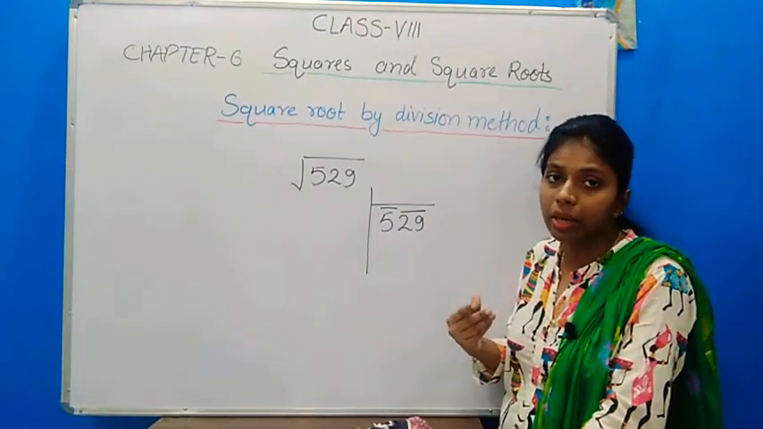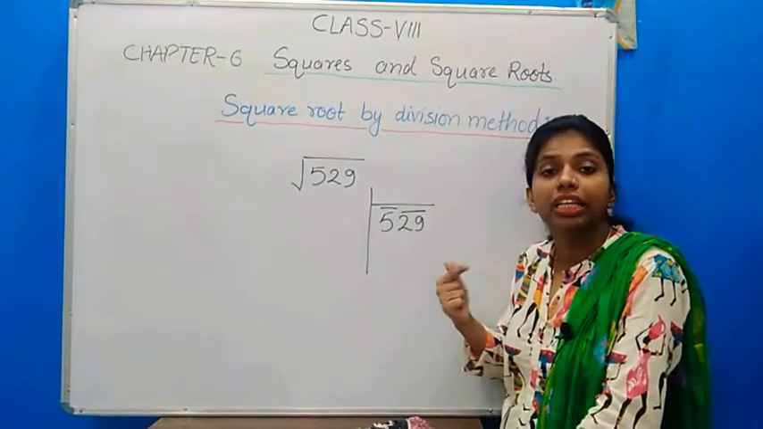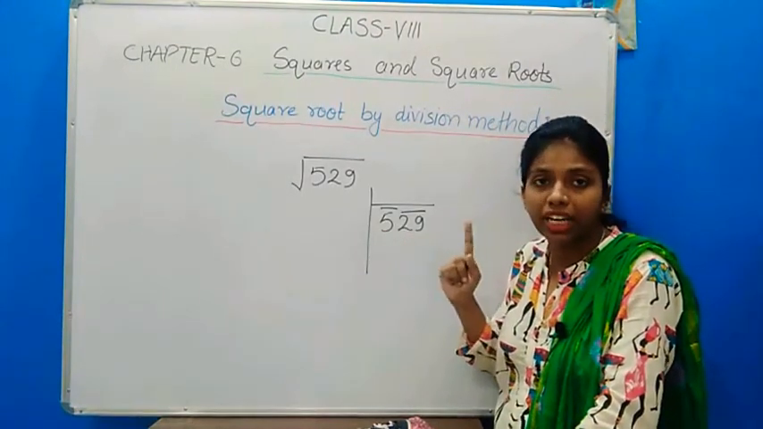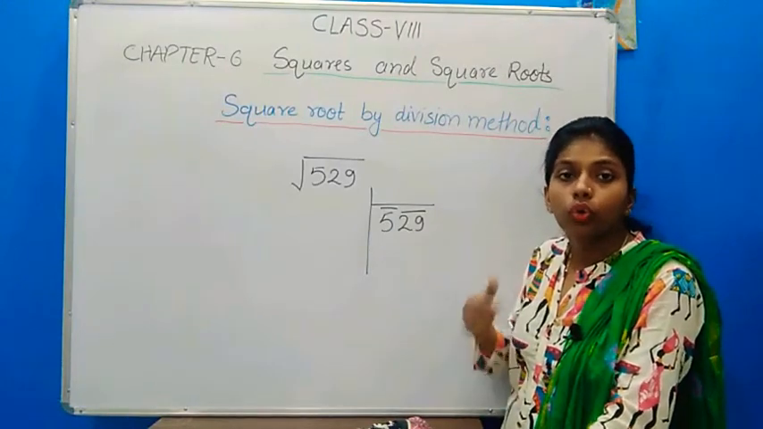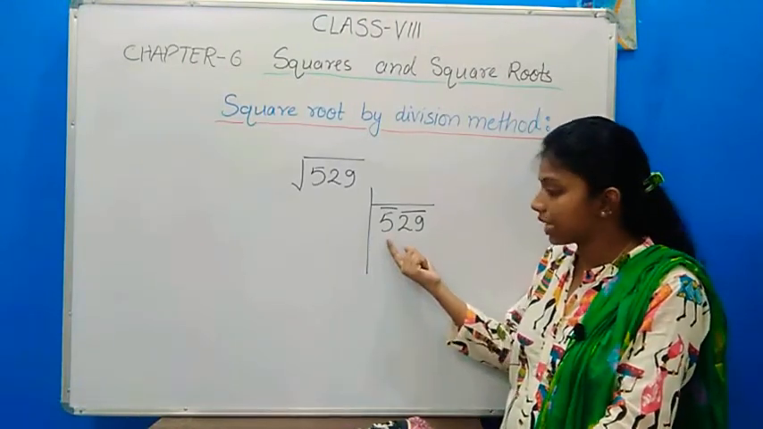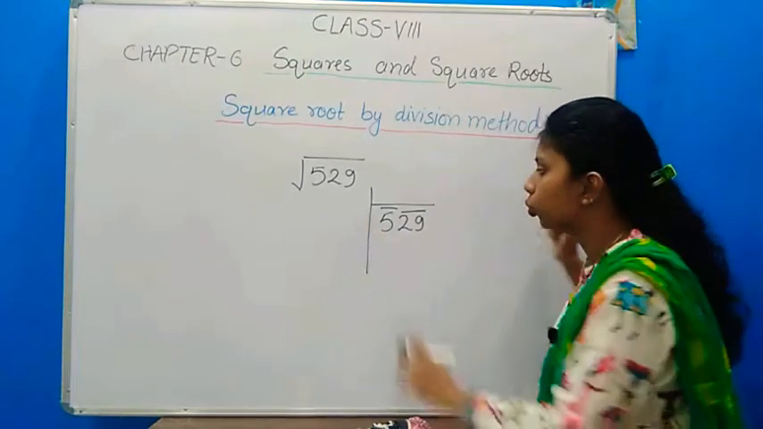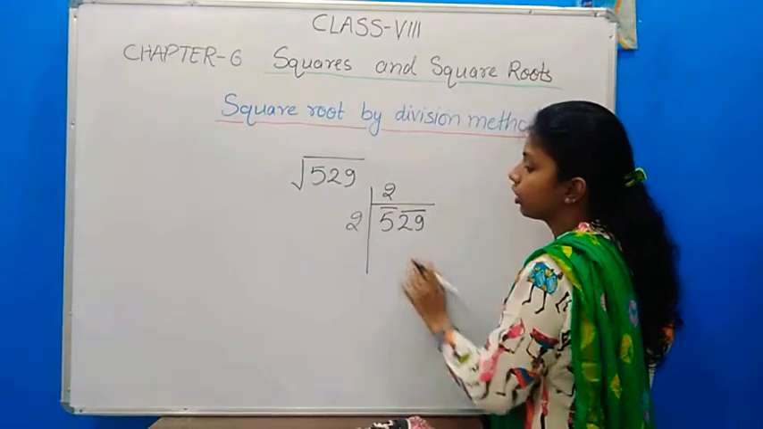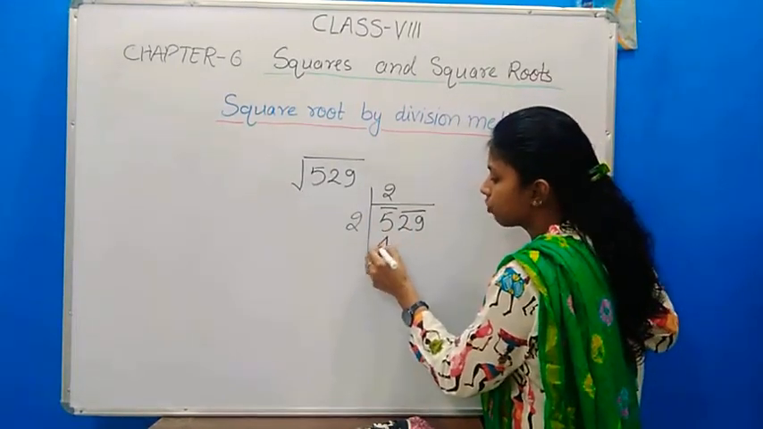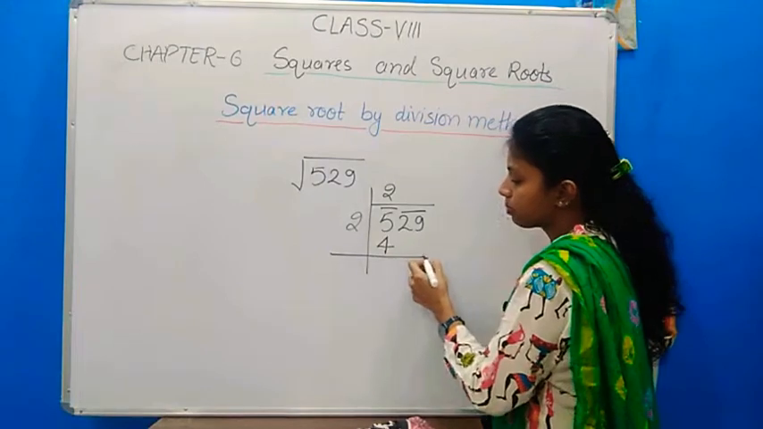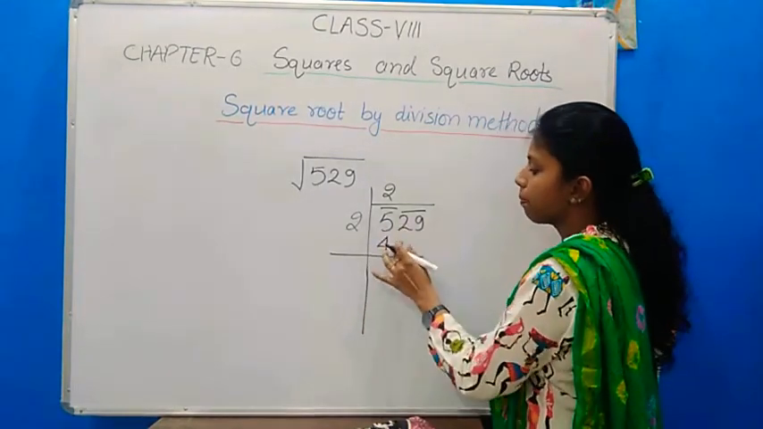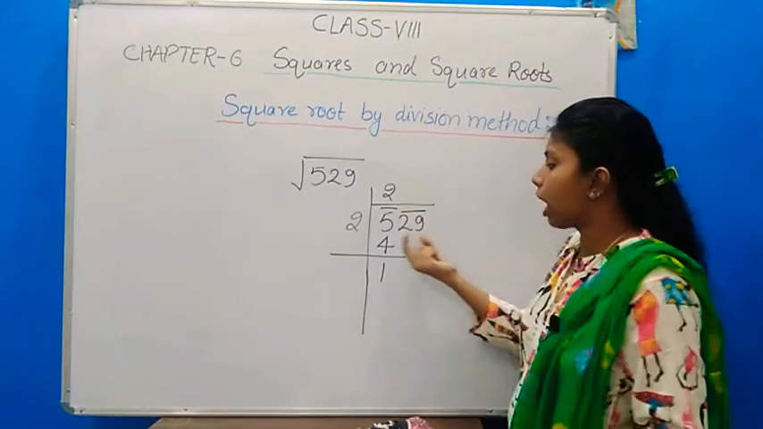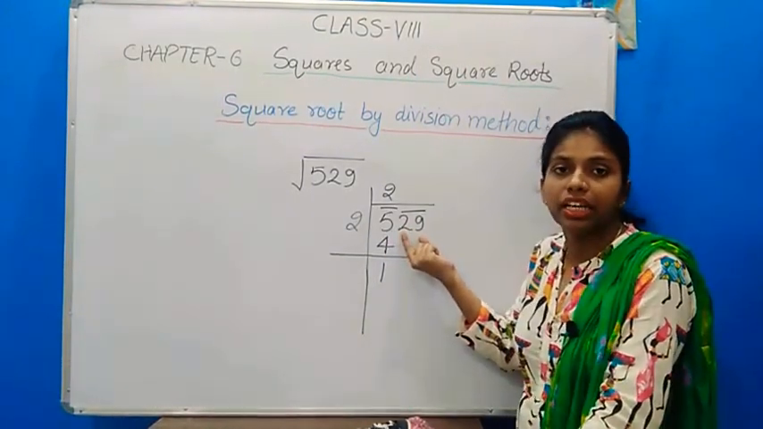So of course we have to take the largest number whose square is less than 5. What can the number be? If we take 3, the square is 9. 9 is not less than 5, so we cannot take 3. Let's check with 2. 2 squared is 4. 4 is less than 5, so we can take 2. We write 2 here also. 2 twos are 4. Now we subtract it. 5 minus 4 is 1.